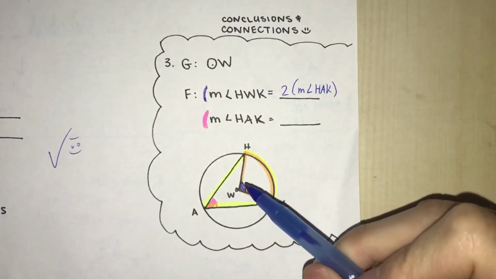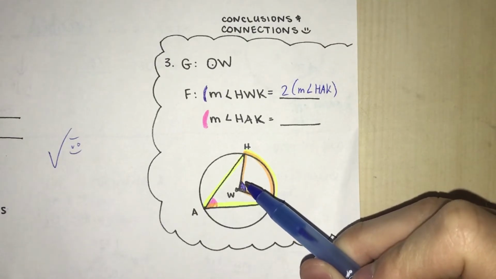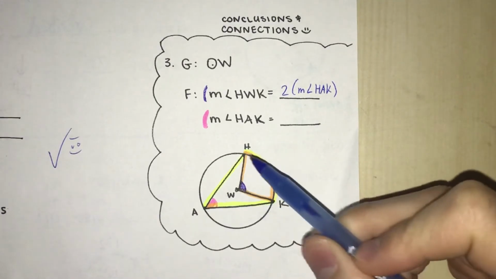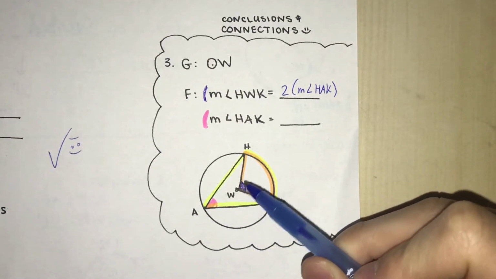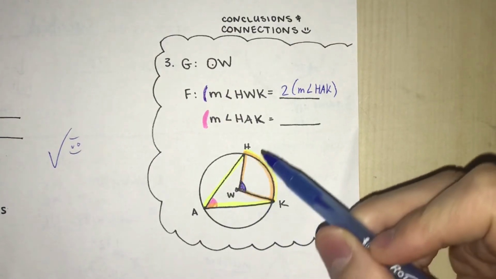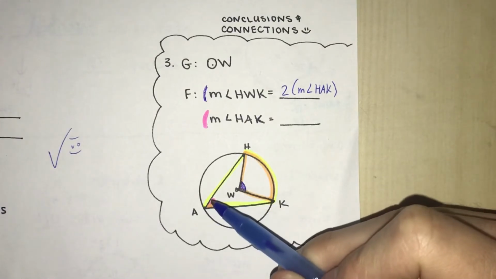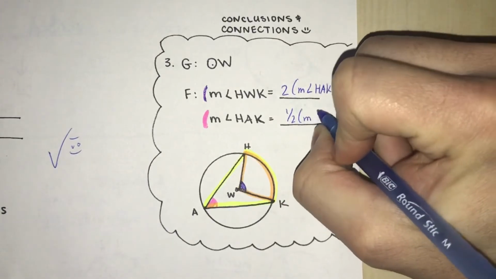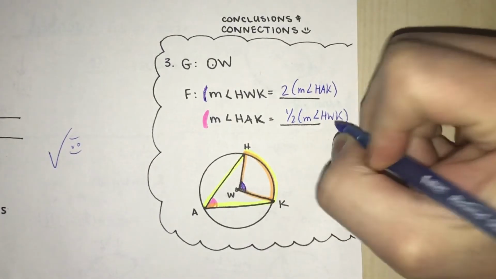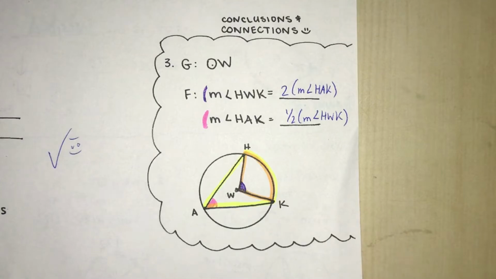Because again, if this angle is 100, for example, that means this is 100, and that angle is 50. So 2 50s make 100. And vice versa, this is always going to be half of whatever this is. So it's half of the measure of angle HWK. Okay. Don't worry too much about this. This is just a conceptual idea showing that when central and inscribed angles make the same arc, this is what they look like. And you got it.